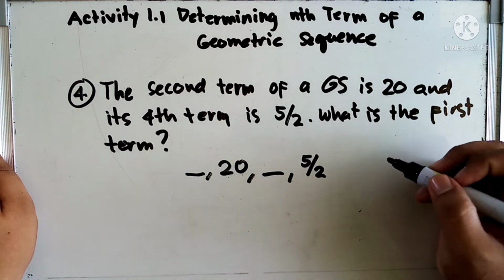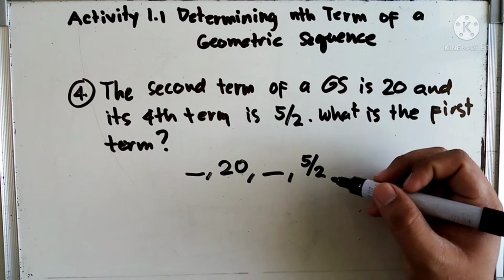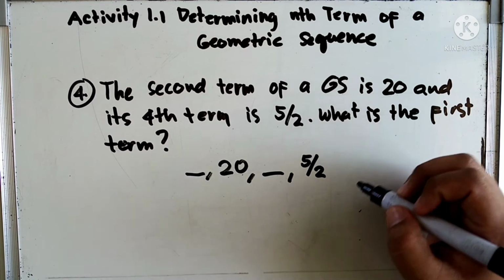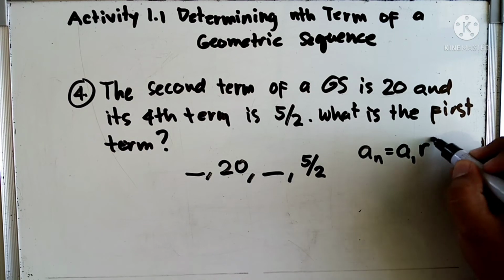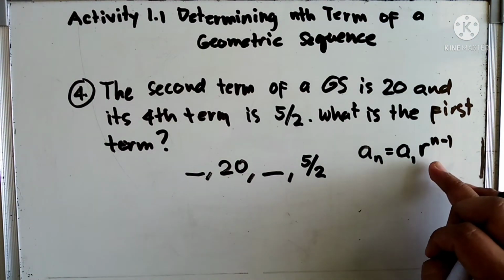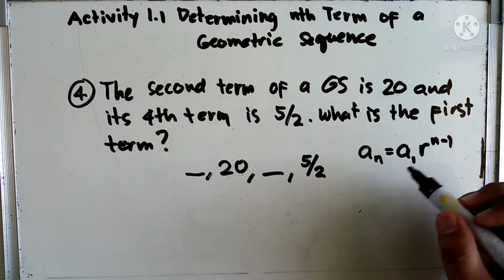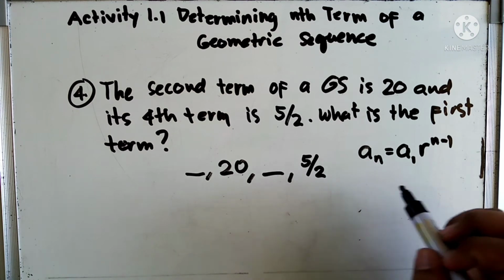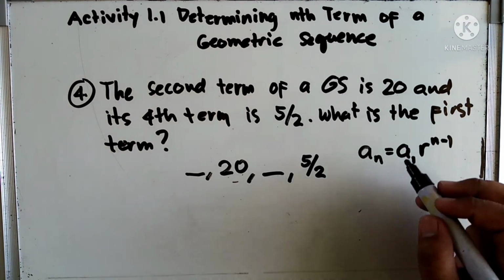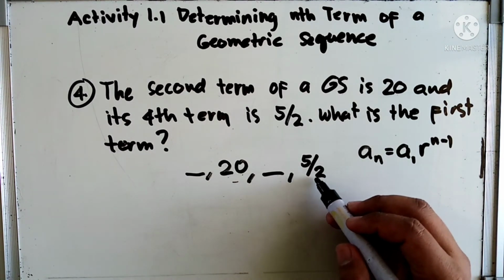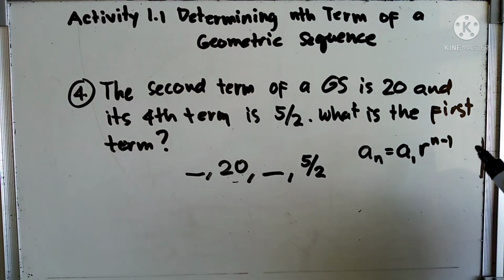So pwede naman natin gamitin yung geometric means, pero since hindi pa natin yun napapag-aralan, gamitin lang muna natin yung formula na a sub n equal to a sub 1 r raised to n minus 1. So, since hinanap natin ang common ratio, gamitin natin itong formula. I-consider natin itong 20 as our first term. Tapos, ito naman, consider natin as our third term para makuha natin yung common ratio.